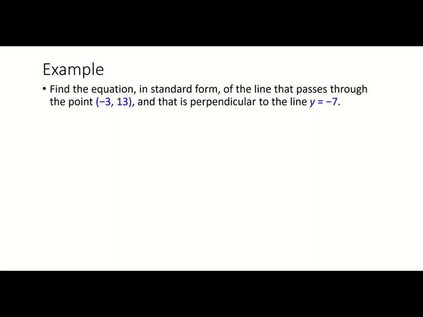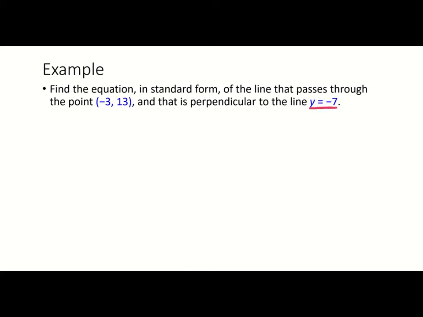Okay, so here, we're going to find the equation in standard form of the line that passes through the point -3, 13, and that is perpendicular to the line y equals -7. All right, so this one is a pretty interesting question. It's a little tough because they give us the equation of y equals -7.